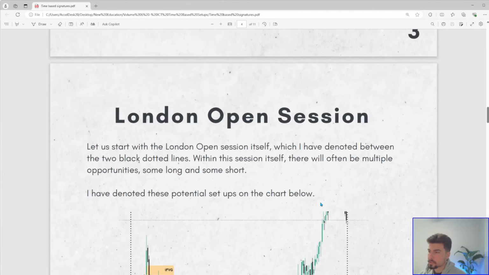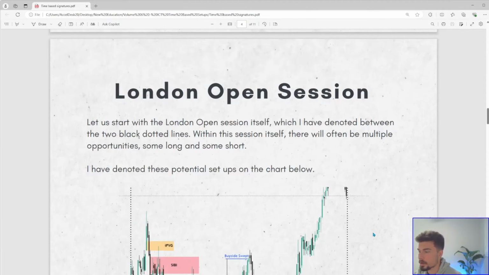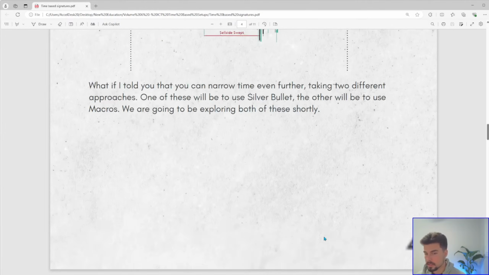So when you're talking about time, the first thing obviously is to separate price action into key sessions. Asian session, London Open, New York AM, New York PM, lunch session, and the list goes on, right? So that's the first thing.